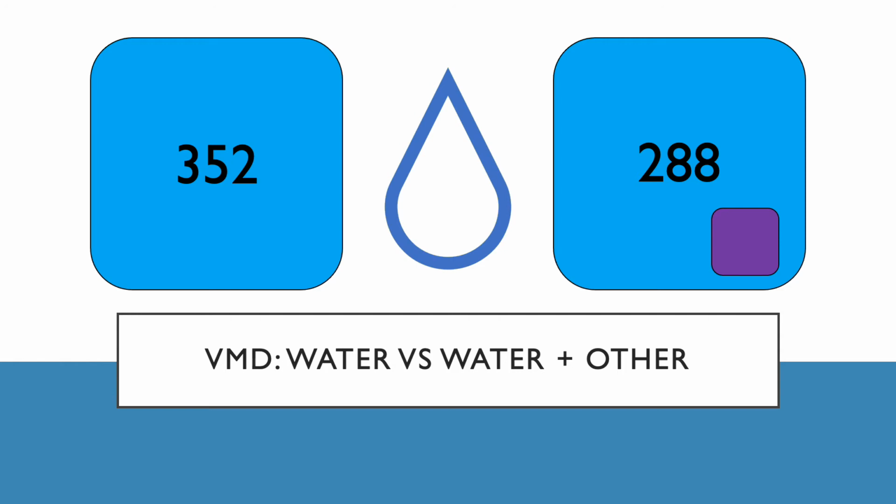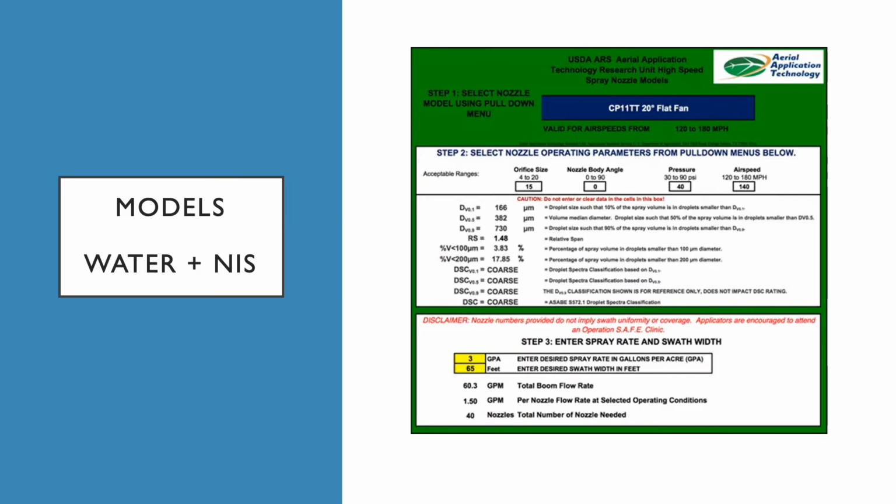So in this case, I'm looking at just a pure water spray. We have a VMD of, say, 352 microns. If we add something to this, and in this case, we added a non-ionic surfactant, we see a very significant decrease in the VMD from 352 to 288. So again, water alone is not something that we normally deal with in terms of a real world application.